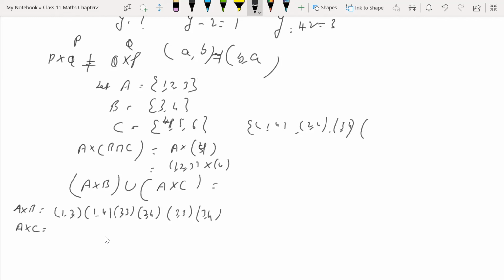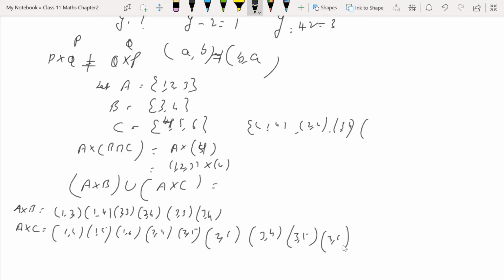Now A cross C. First of all, we solve A cross C: (1, 4), (1, 5), (1, 6), (2, 4), (2, 5), (2, 6), (3, 4), (3, 5), (3, 6). These are the elements or ordered pairs in the Cartesian product.